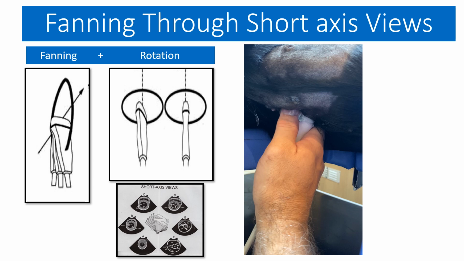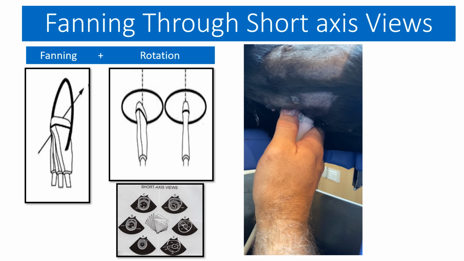And the technique for fanning through these different short axis views, it's a little bit of both fanning and rotation as you go further dorsally, and essentially you're pointing towards the dog's left shoulder. Left shoulder's up here. So roughly speaking, as you fan through the short axis views, you should be fanning roughly towards the dog's left shoulder.